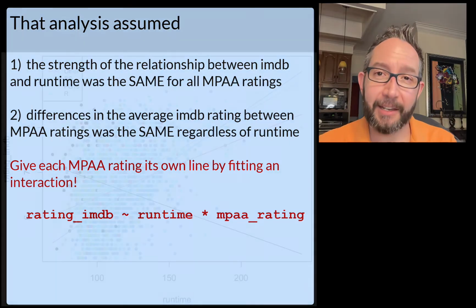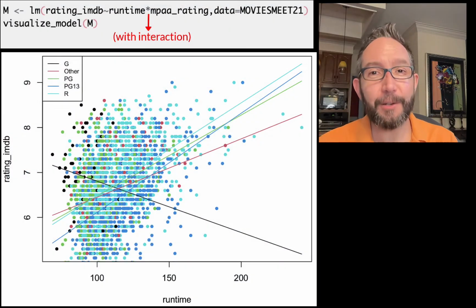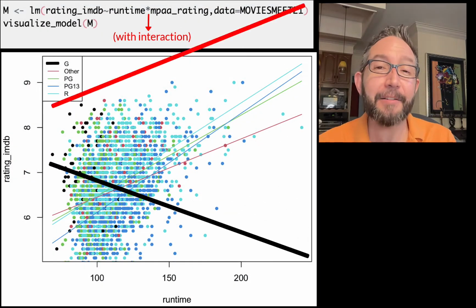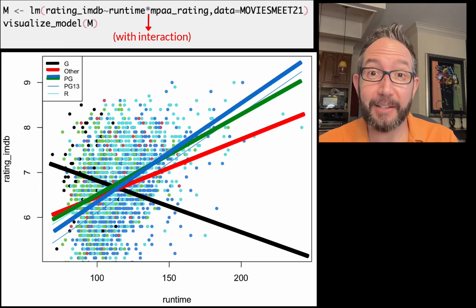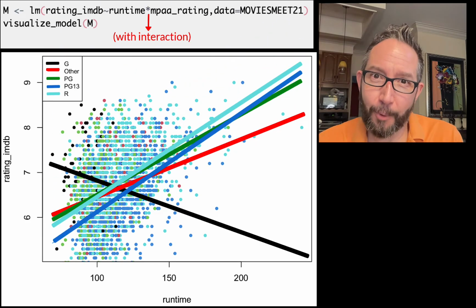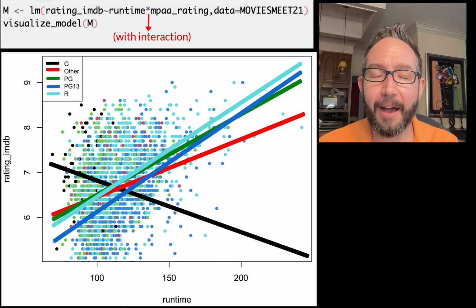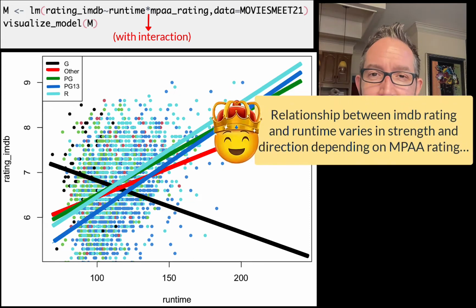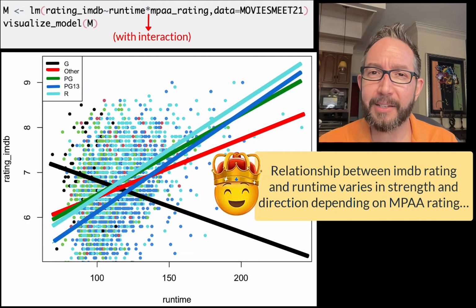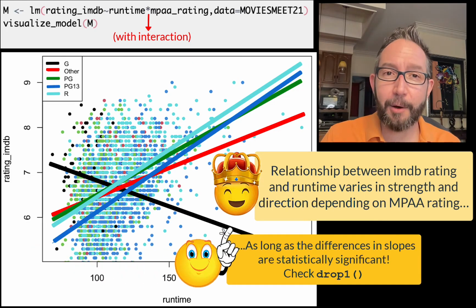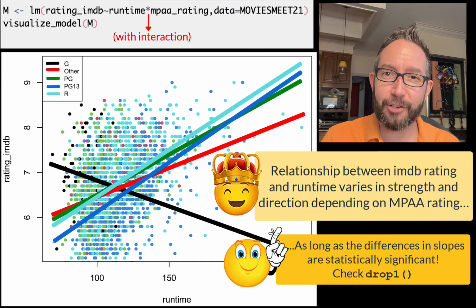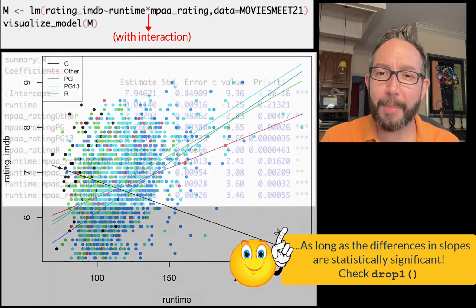So when we fit the interaction and visualize it, we do find that the 5 different MPAA ratings look to have pretty noticeably different slopes. We've seen this before. The G-rated movies actually have a negative relationship between the IMDb rating and the runtime of the movie. The other 4 MPAA ratings have positive slopes, and it looks like R has the largest slope of all. So let's look at the coefficients of these interaction terms and see what we can learn about them.